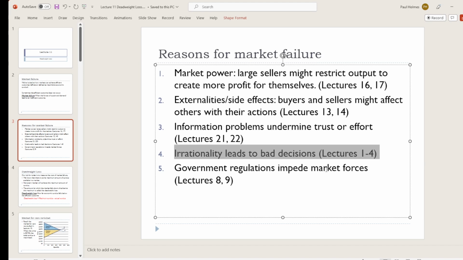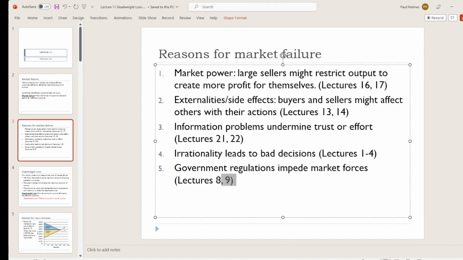Number 4, irrationality was not something that we emphasized very much back in the first couple of lectures of the class, but we certainly saw the flip side of that. We saw rationality. But the corollary to that is if we don't act rationally, then we may end up with worse outcomes. Again, a market failure, and there might be reasons why particular markets are difficult for people to engage in rationally.